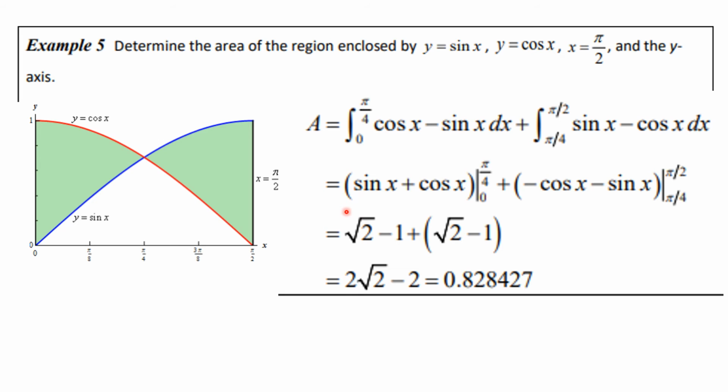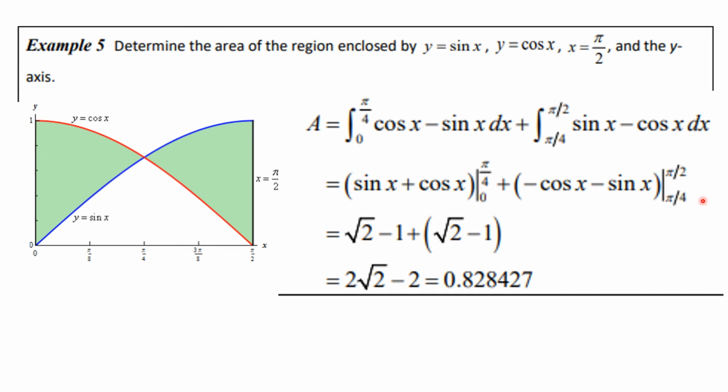Okay, so what we're going to do is integrate each of these. The integral of the cosine is the sine. The integral of the minus sine is the cosine. The integral of the sine is minus cosine. The integral of the minus cosine is minus sine.